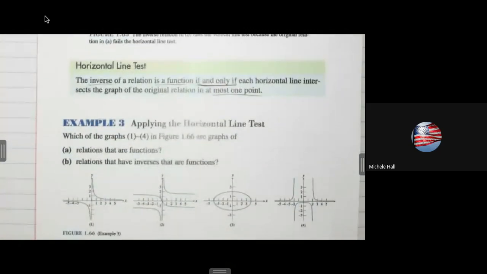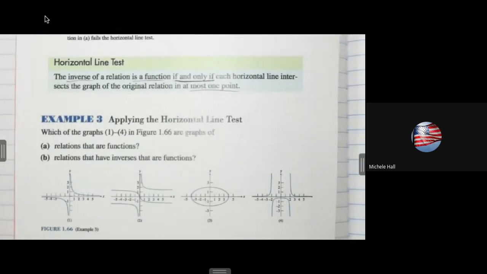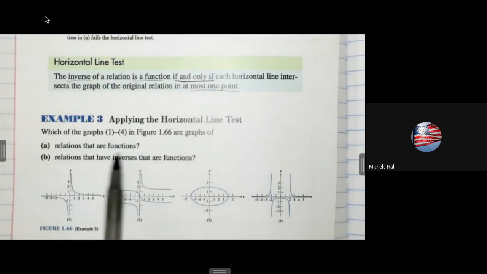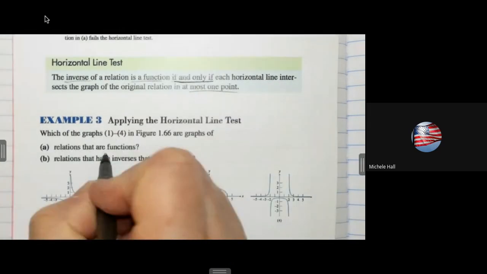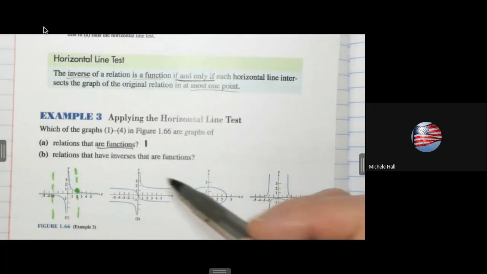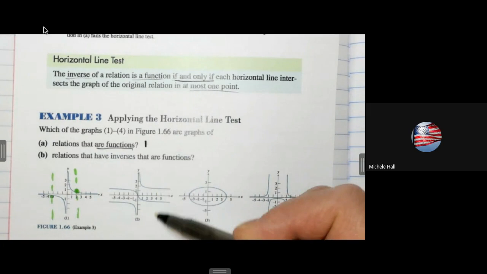So if we look at example 3, it says, which of the graphs 1 through 4 are a relation that are functions? Which ones are functions on 1 through 4? 1 is a function because it passes the vertical line test. So if I do the vertical line right here, how many times is it going to touch the function?